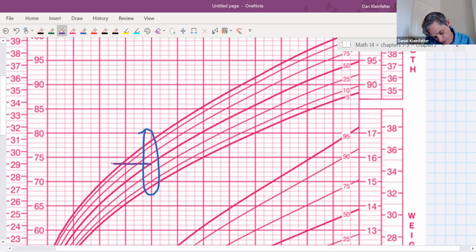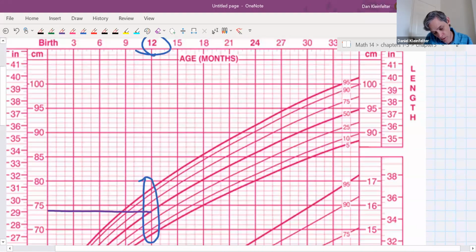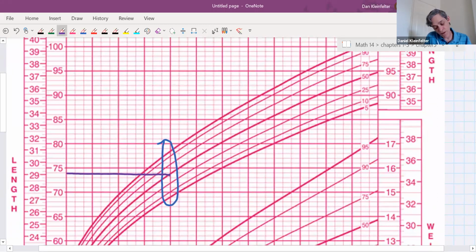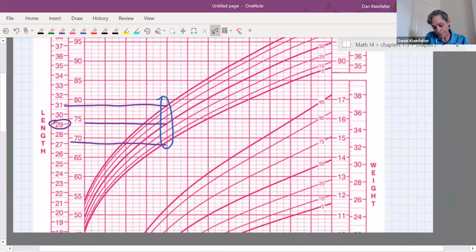So we'll take the middle first. Right there, that is the 50th percentile. They're saying that for a 12-month-old, 50%, so half, will be around 29 inches long. The really long ones, the 95th percentile, will be around 31. The shorter ones, around 27. Each of these bands corresponds to a percentile. The middle heavy line is the median, or 50th percentile, and then we have the 5th and 95th percentiles as the upper and lower bounds of this band.